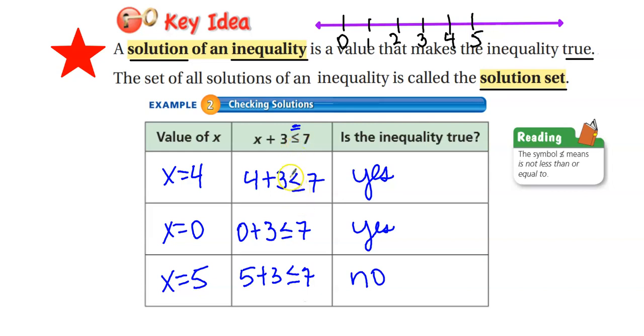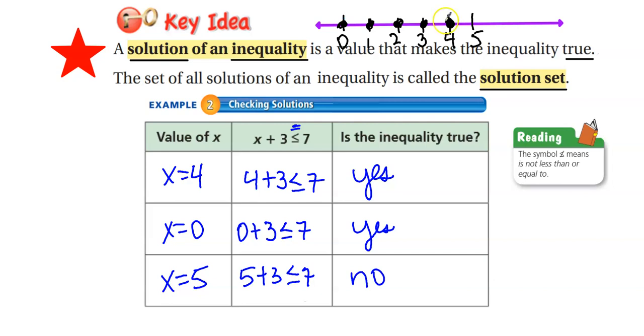So if I think about graphing the things that made it true, okay, so 4 made this inequality true. So I'm going to put a closed circle on 4. And then if I plug in 3 plus 3, that's 6, that's less than 7. Okay, that one made it true. And then 2 plus 3 is 5, definitely less than 7. 1 plus 3 is 4, yep. Okay, so all of these numbers, right, are making the inequality true.